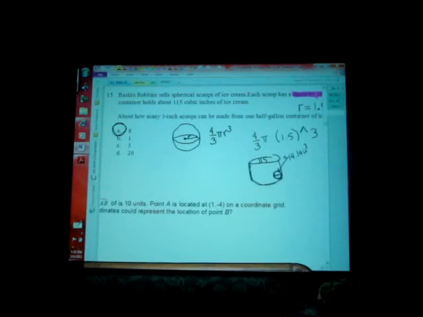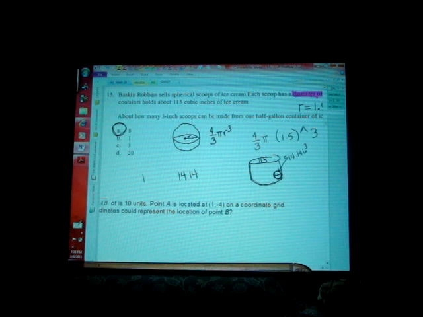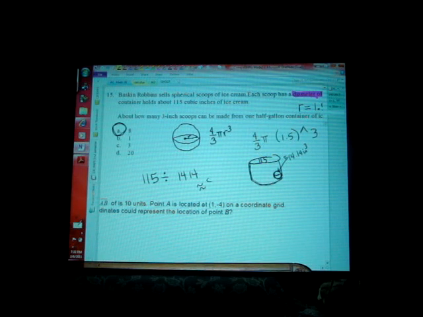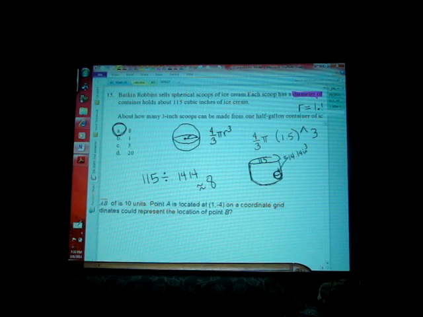So if you look at the original question, how many 3-inch scoops can be made from a 1/2 gallon container of ice cream? The answer is A, about 8. You just divide 115 by 14.14. So that's how you do that.